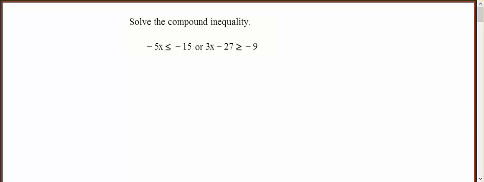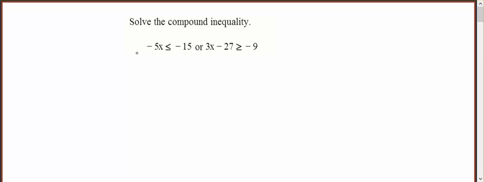Okay, on this first problem here, we have this or inequality. So we need to make sure that our solution includes both of the inequalities. So not necessarily the intersection, but the solution should include both of the inequalities in their entirety.